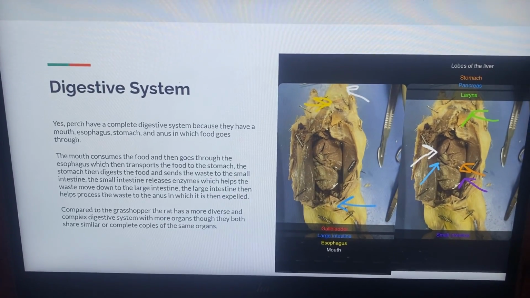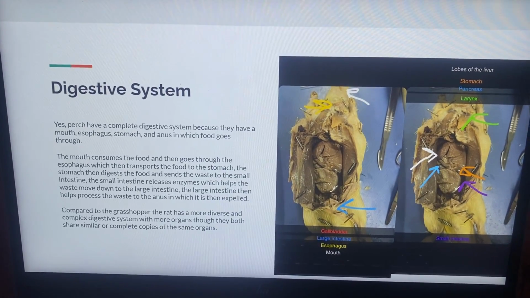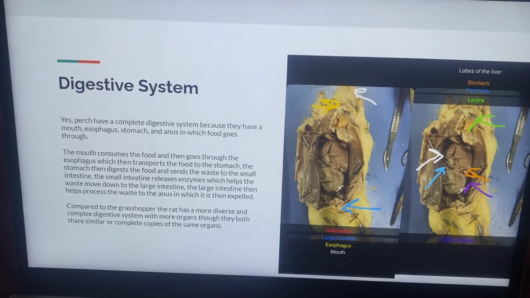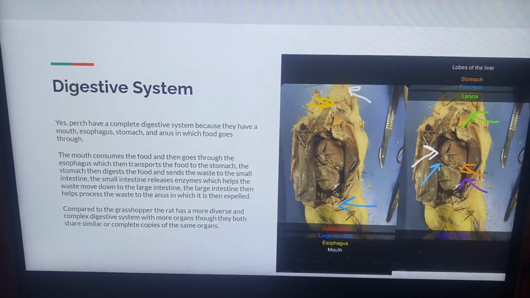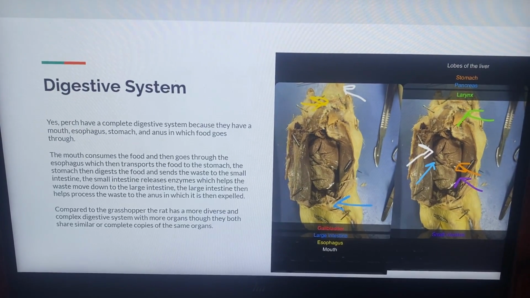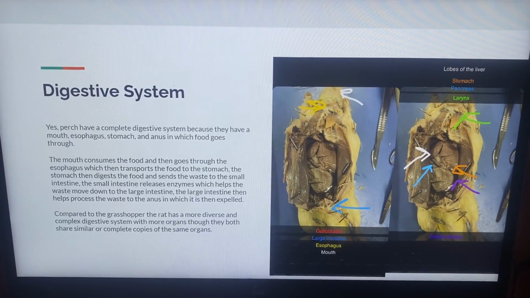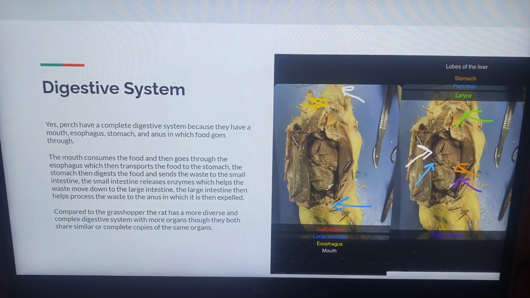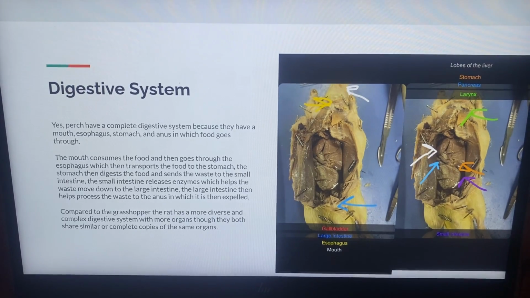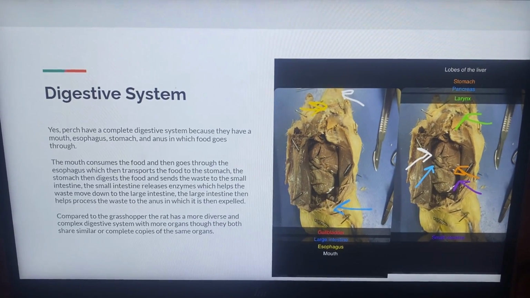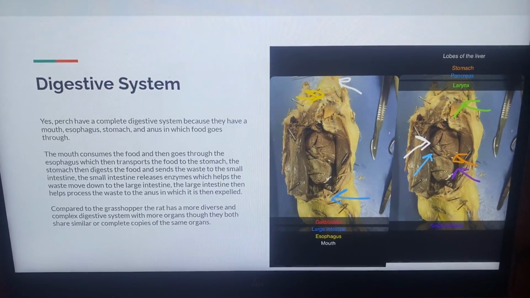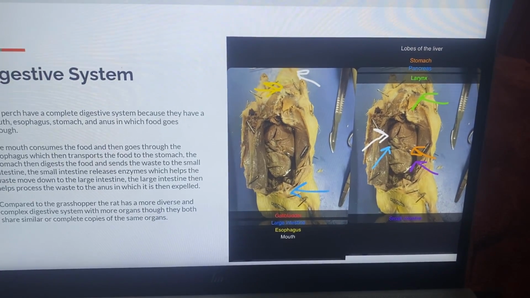Then we have the digestive system. Yes, a perch has a complete digestive system because they have a mouth, esophagus, stomach, and anus, in which food goes throughout and then is expelled through the anus. The mouth consumes the food and then it goes through the esophagus, which transports food to the stomach. Then the stomach digests the food and sends the waste to the small intestine, which releases enzymes which help the waste move down to the large intestine, which then helps process the waste to the anus, which is then expelled. We can see here from the pictures the locations.